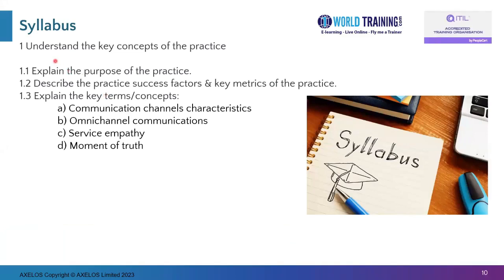In this section, the exam syllabus is to know the purpose of the practice and get to know some of the key terms and concepts such as communication channels, omni-channel, service empathy, moment of truth, and conclude with the practice success factors and key metrics based on those success factors.